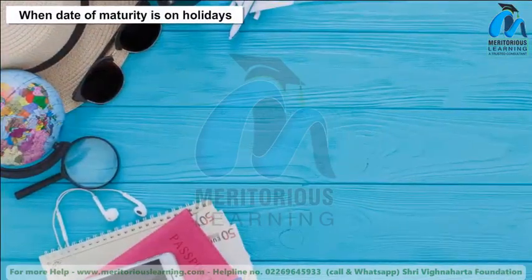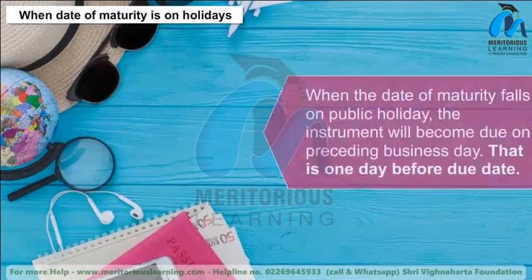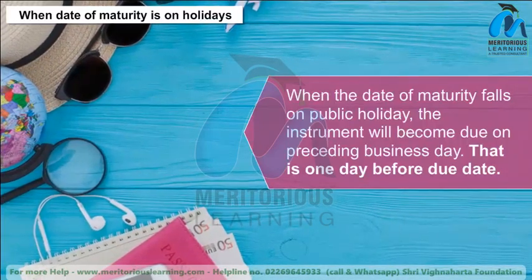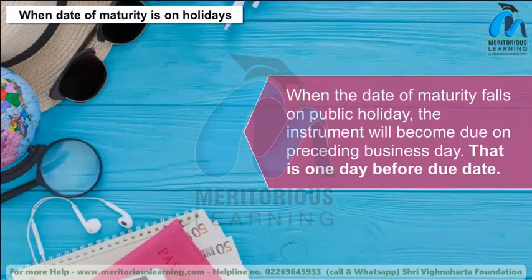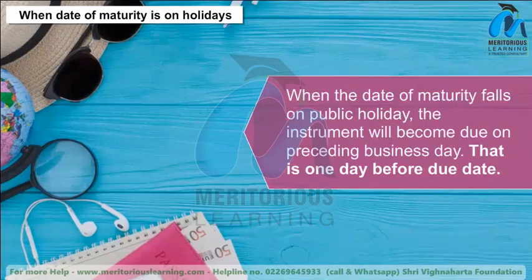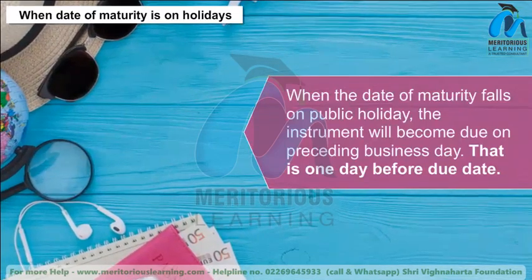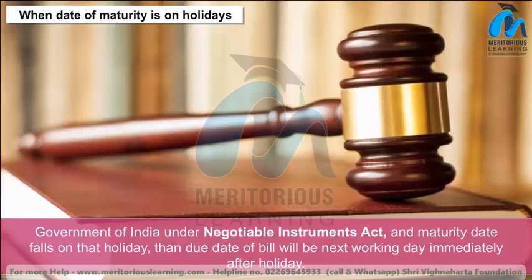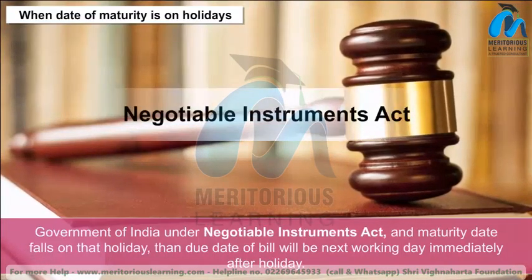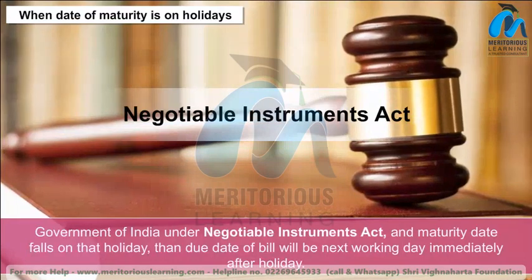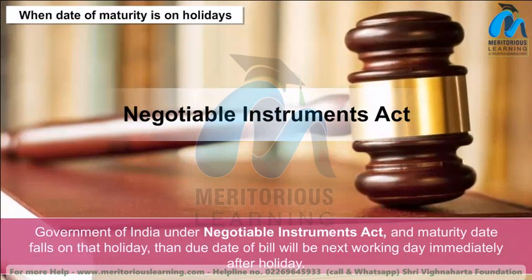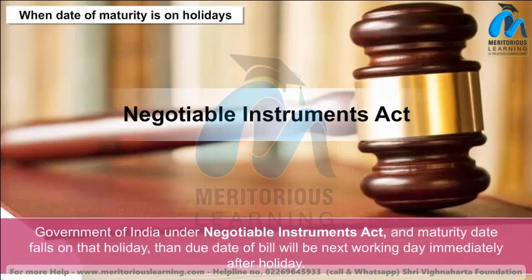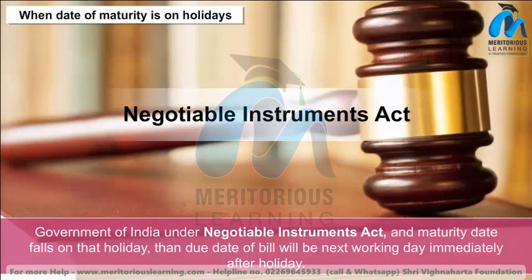When date of maturity is on holidays. When the date of maturity falls on a public holiday, the instrument will become due on the preceding business day, that is, 1 day before the due date. In case there is an emergent holiday declared by the Government of India under the Negotiable Instruments Act and the maturity date falls on that holiday, then the due date of the bill will be the next working day immediately after the holiday.